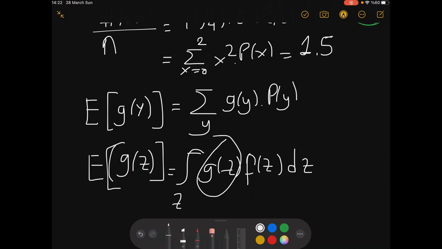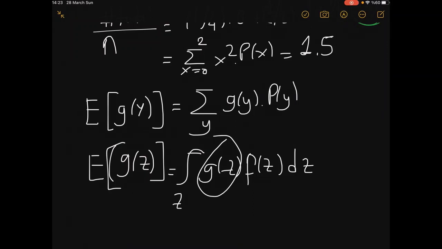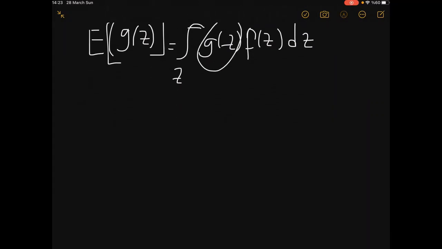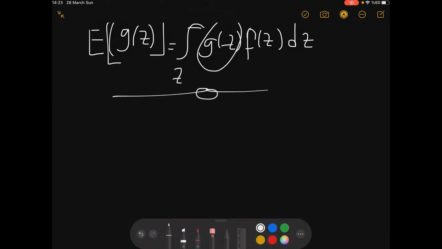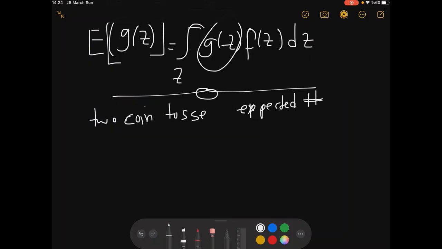Let's solve one more example here. Now let's try to calculate the variance of our 2 coin tosses example, the expected number of heads in those 2 tosses, because we need this kind of function coding for it.